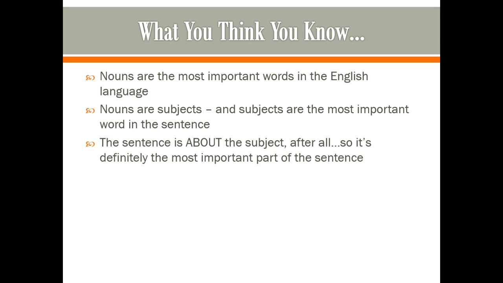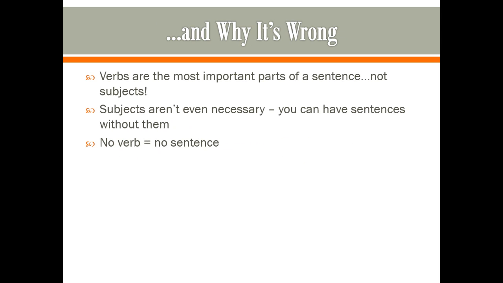And if the sentence is about that, well, it's obviously the most important thing, right? Well, unfortunately, that gives the wrong impression because verbs are the most important part of the sentence, not subjects. In fact, in imperative sentences, you usually don't have subjects at all. Verbs, however, are essential to a sentence. If you have no verb, then you have no sentence.